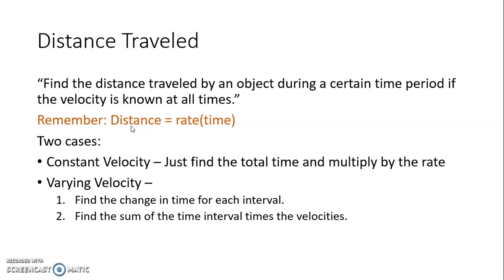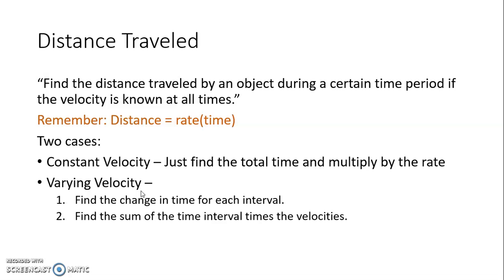Notice this is very, very similar to what we did with areas, where we had the height of the rectangle times the width of the rectangle. Okay, so if our velocities are varying, it's going to be very similar calculations. If we have a constant velocity, we don't have to worry about that. You just do the total time times the rate. And that's not calculus, that's just a question that we did in 7th grade math. But we're doing varying velocities.